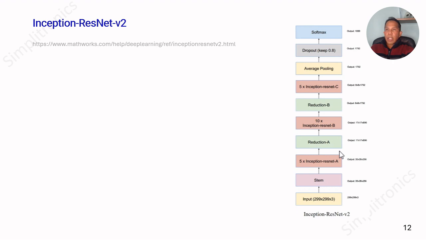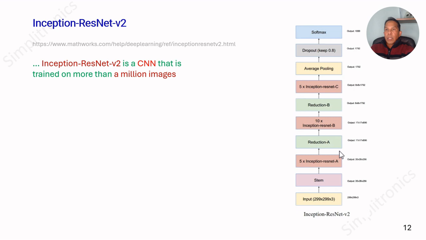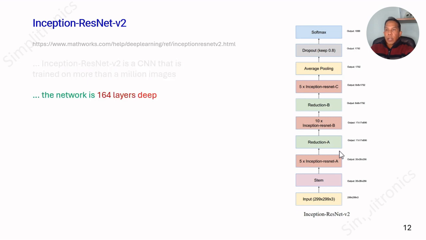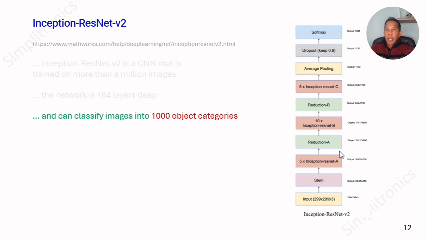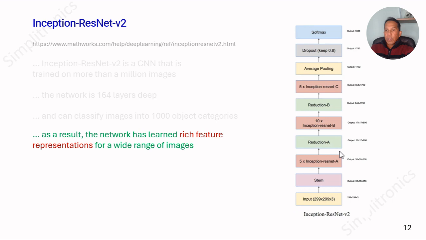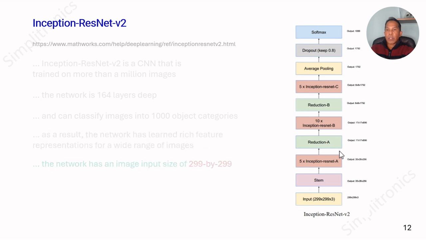Right, this is a block diagram of Inception ResNet v2. It is a CNN that is trained on more than 1 million images. The network itself is 164 layers deep and can classify images into 1,000 object categories.